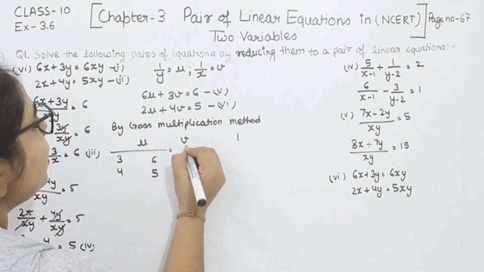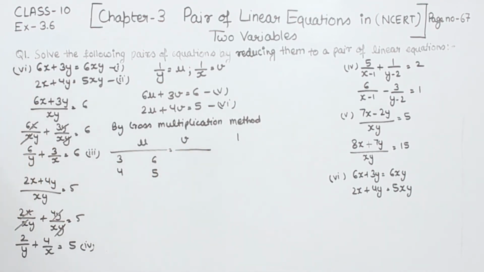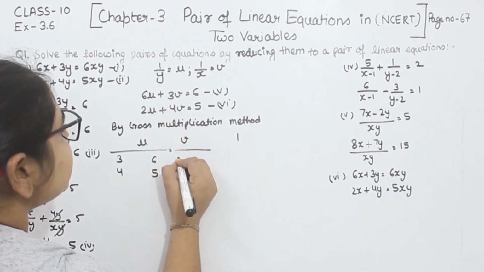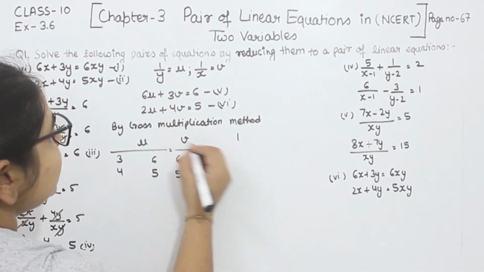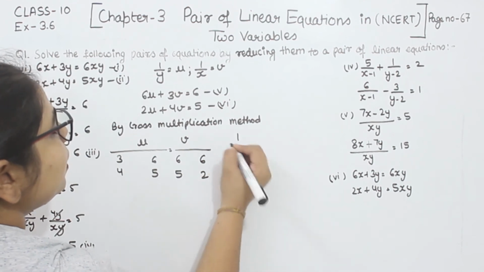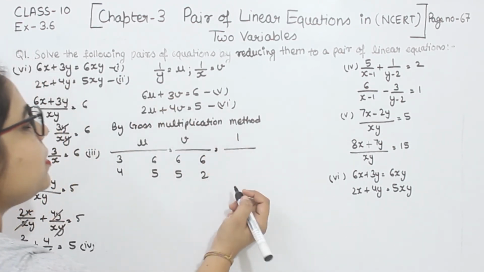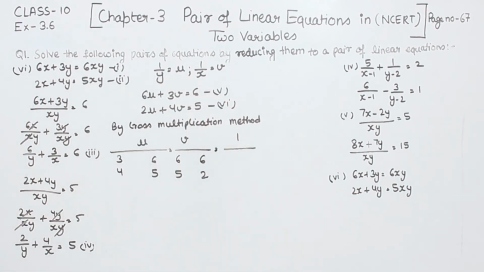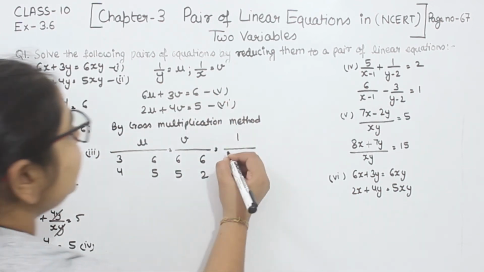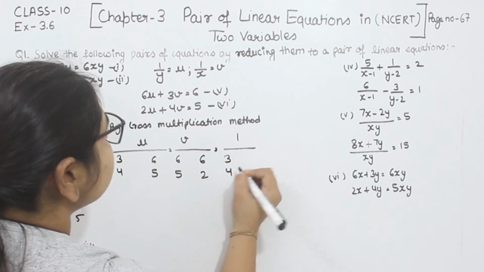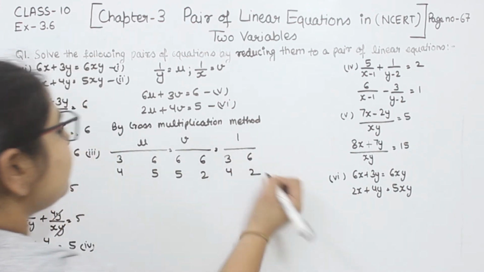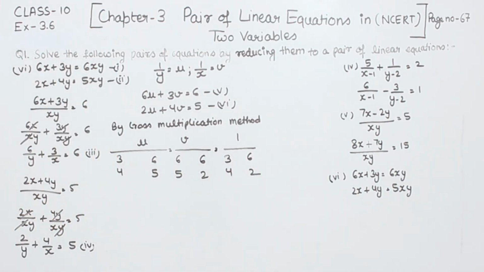Now comes to the v. We are taking v here. So we are not going to consider the coefficient of the v. We are taking the coefficient of the constant term and the u. Now comes to the constant term. So we are not going to consider the constant term. We are going to take the coefficient of the u and v. So first of all, we write the coefficient of v and then the coefficient of the u. Now we will cross multiply all of them.